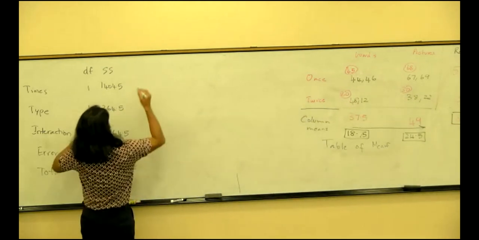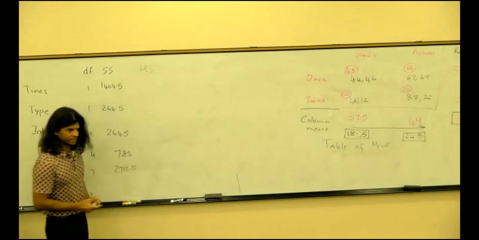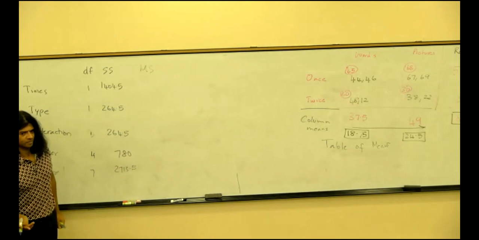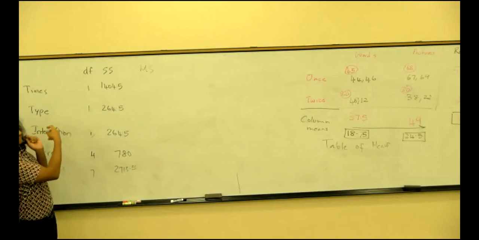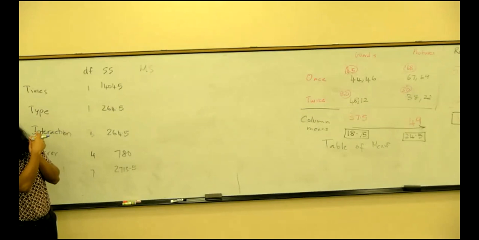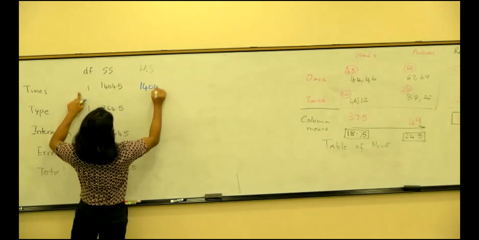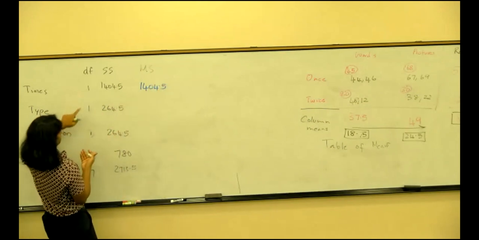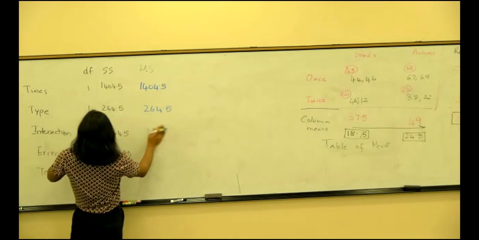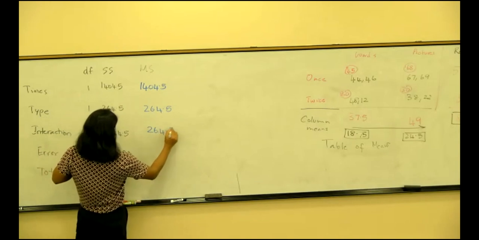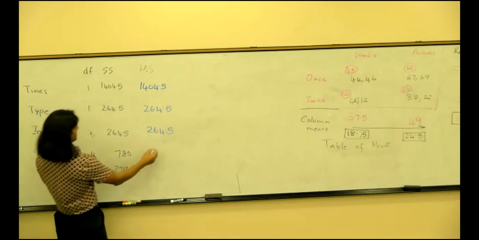So MS, how did we find MS in one-way ANOVA? We took SS and divided it by the degrees of freedom, right? So that over that will be 1404.5, same. But over that, 390 and 195.